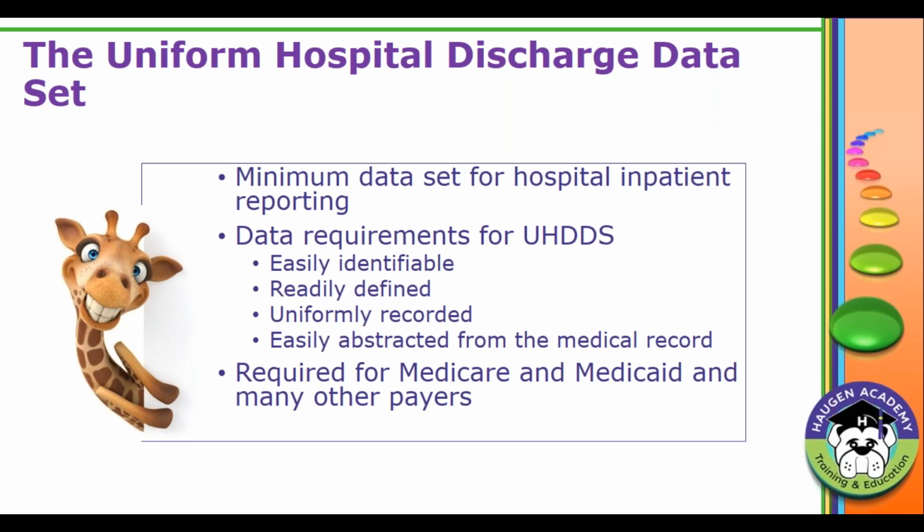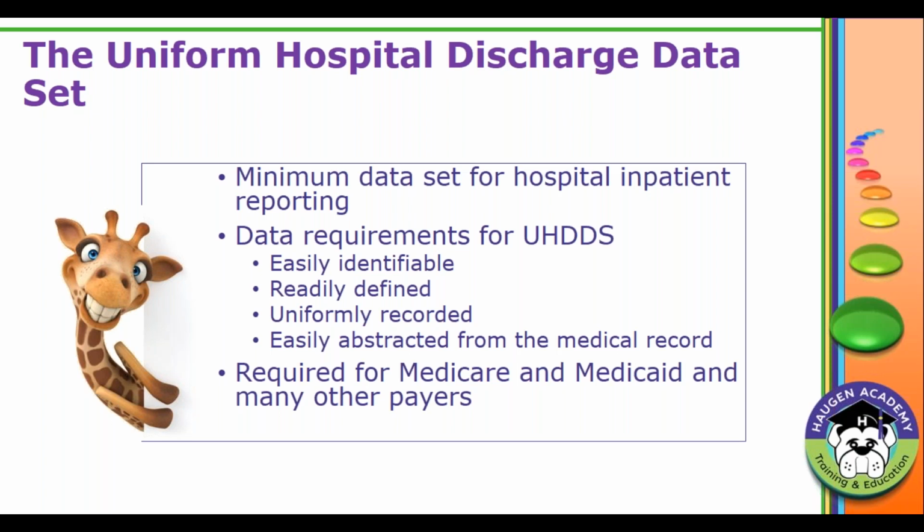So UHDDS, in case you're not aware of what it is, or in case you've heard of it but you're really not sure where it comes from, it is a minimum data set that was established for hospital inpatient reporting. And what UHDDS says is that they are going to collect a certain set of data elements on every hospital inpatient, and the criteria that they look for in reporting is that it's got to be something that is easily identifiable, readily defined, uniformly recorded, and easily abstracted from the medical record.